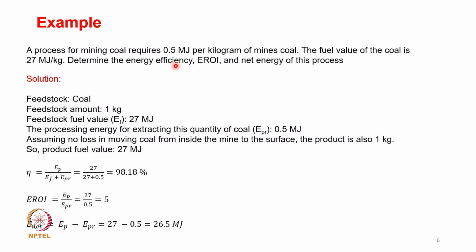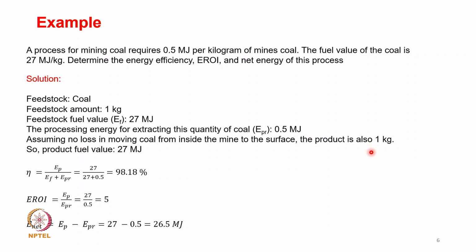It is also given that the process consumes processing energy of 0.5 MJ per kilogram. So if you assume the feedstock amount is 1 kilogram, you have to actually start with a basis. So let's assume that 1 kilogram is the basis. The processing energy in this context is 0.5 MJ.